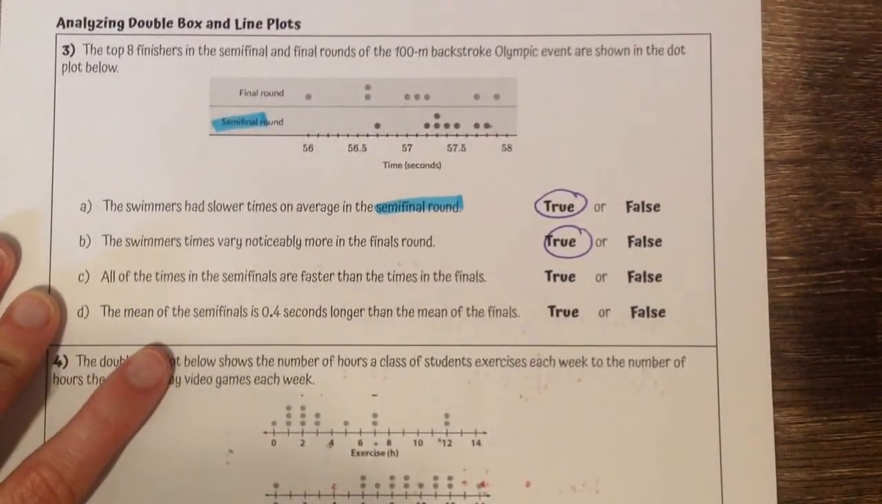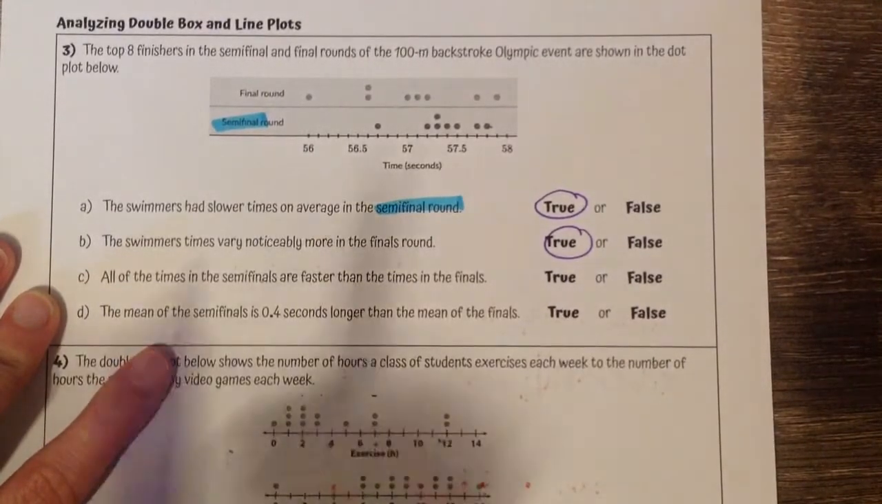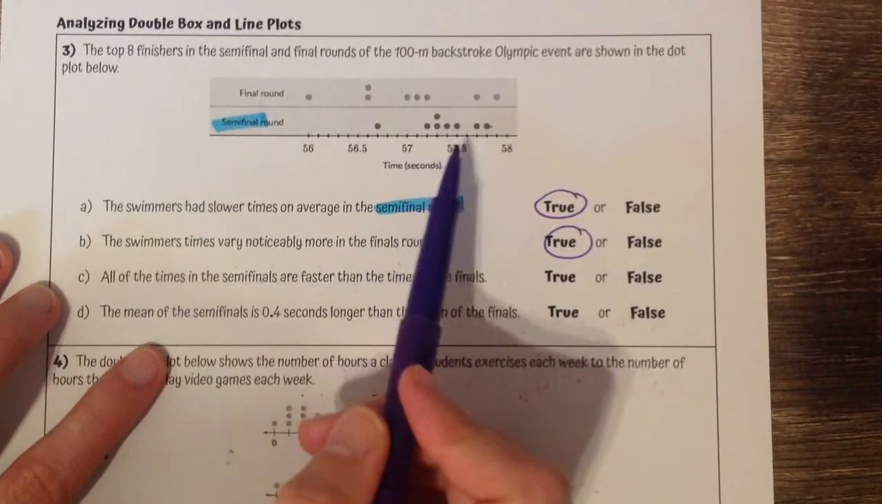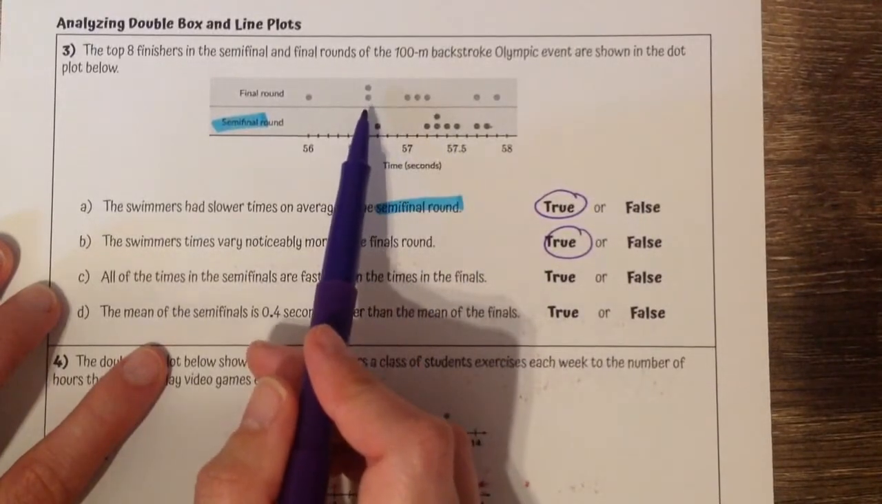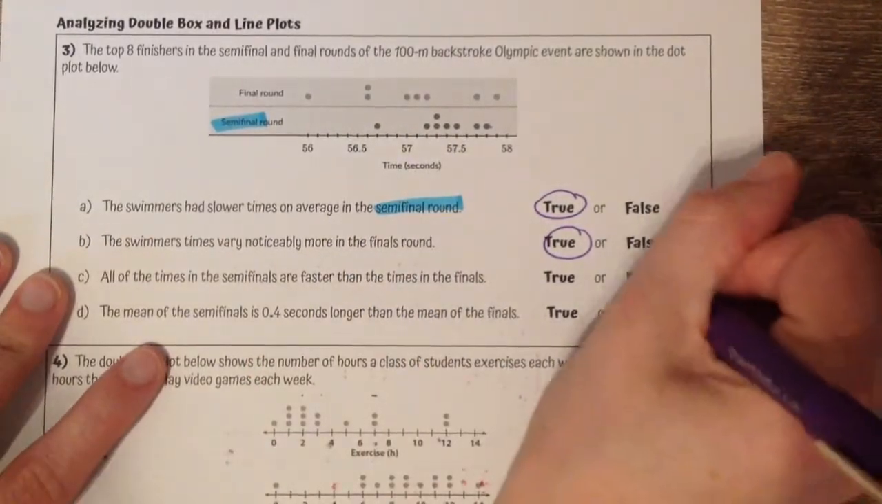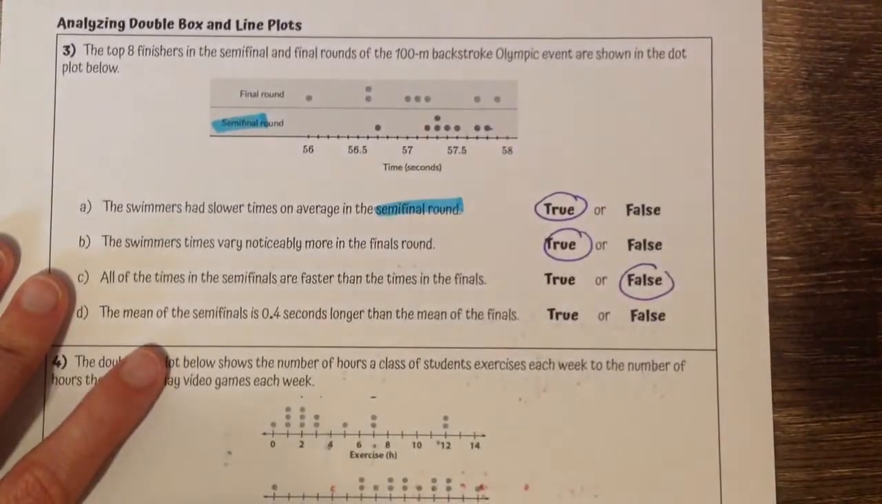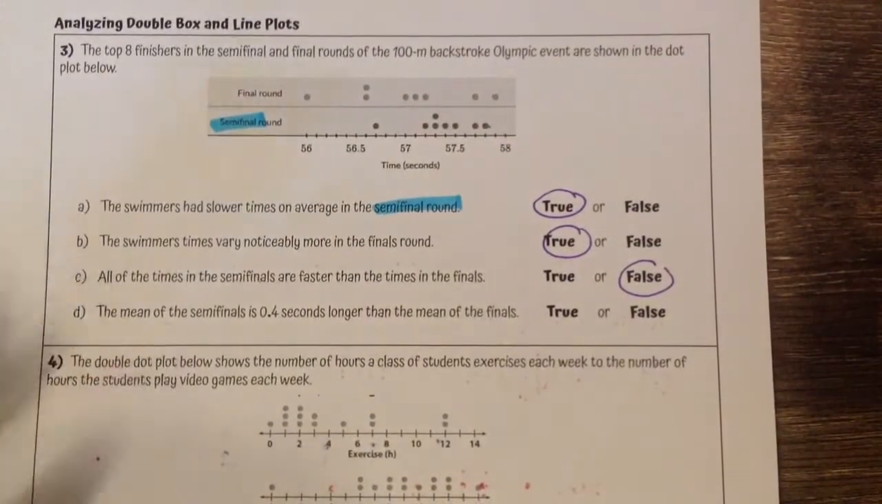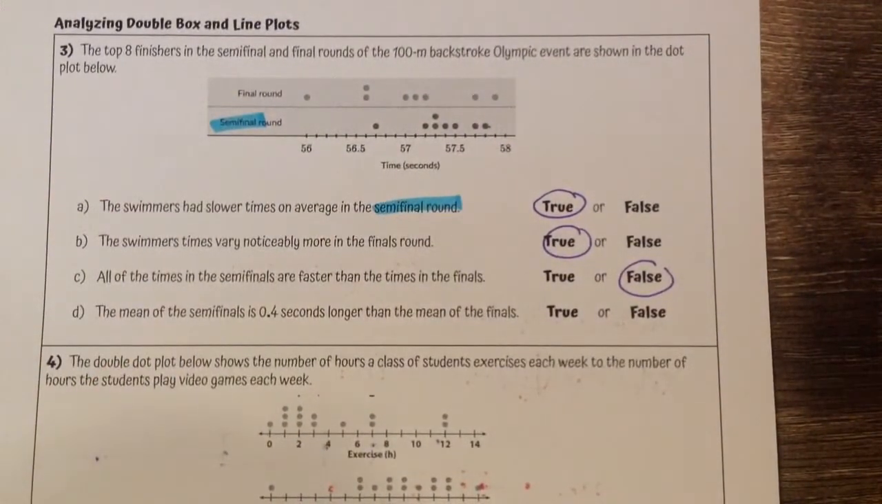C, all of the times in the semifinals are faster than the times in the finals. So is every single time of the semifinals faster than the finals? No, that is a false statement. The mean of the semifinals is 0.4 seconds longer than the mean of the finals. Well, that means that we actually need to calculate.